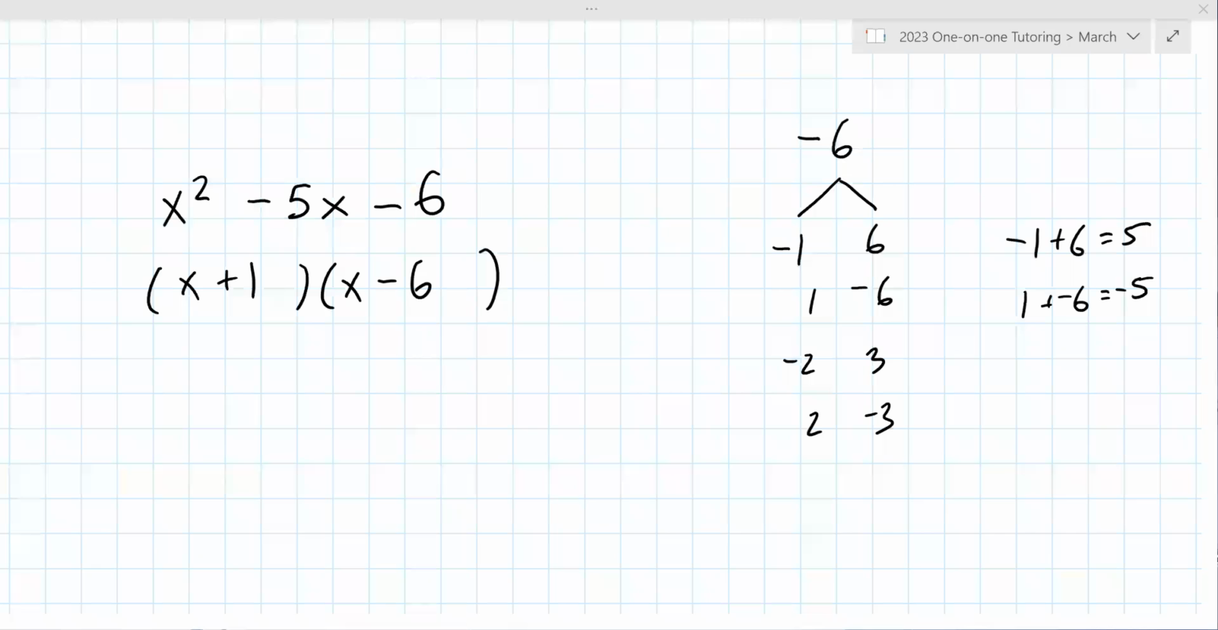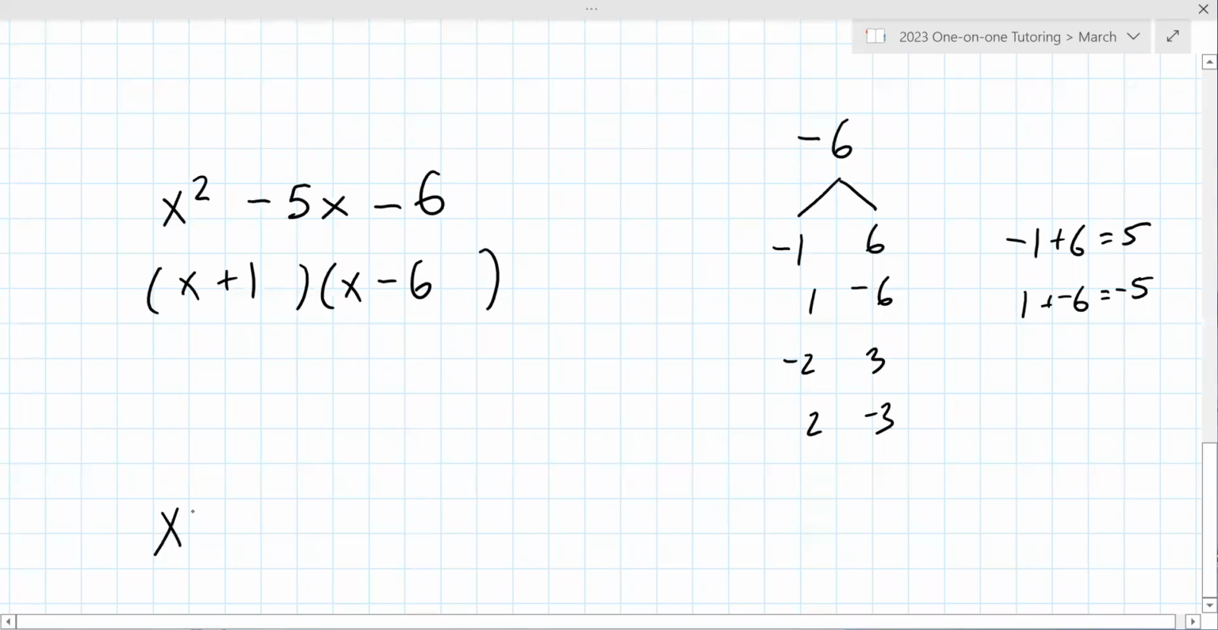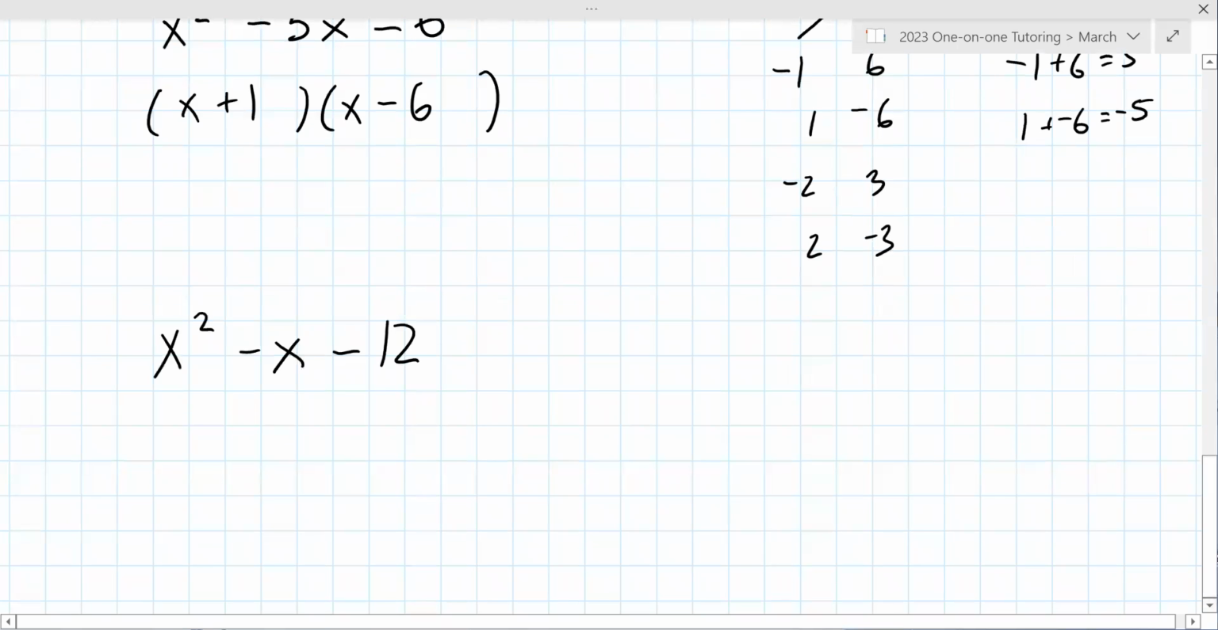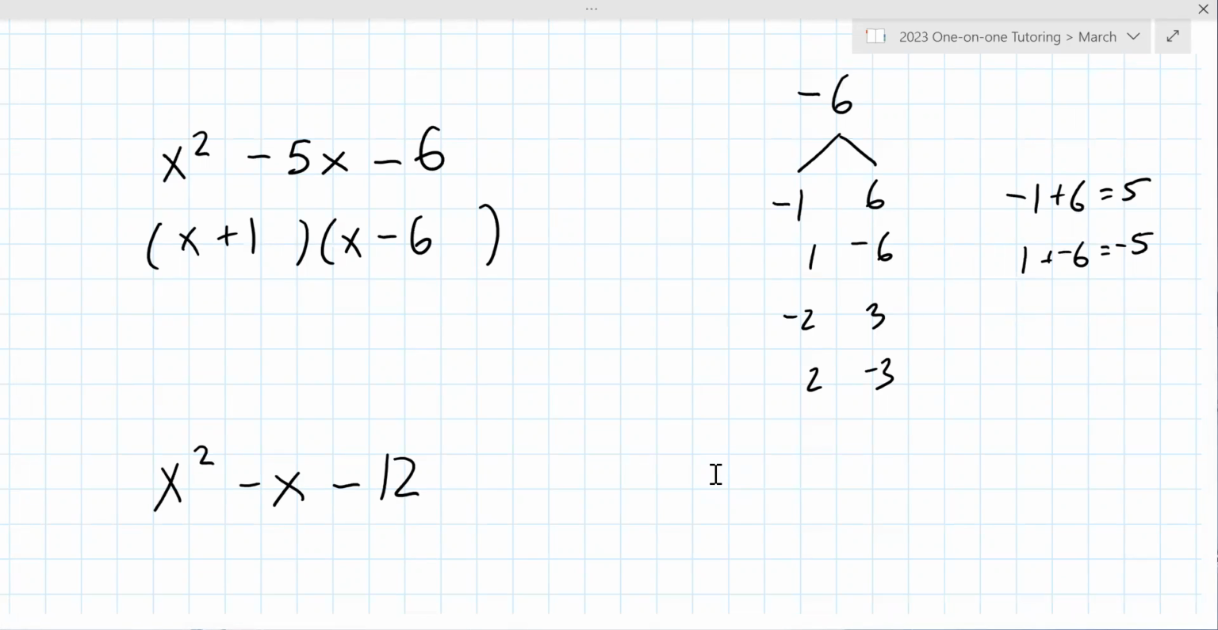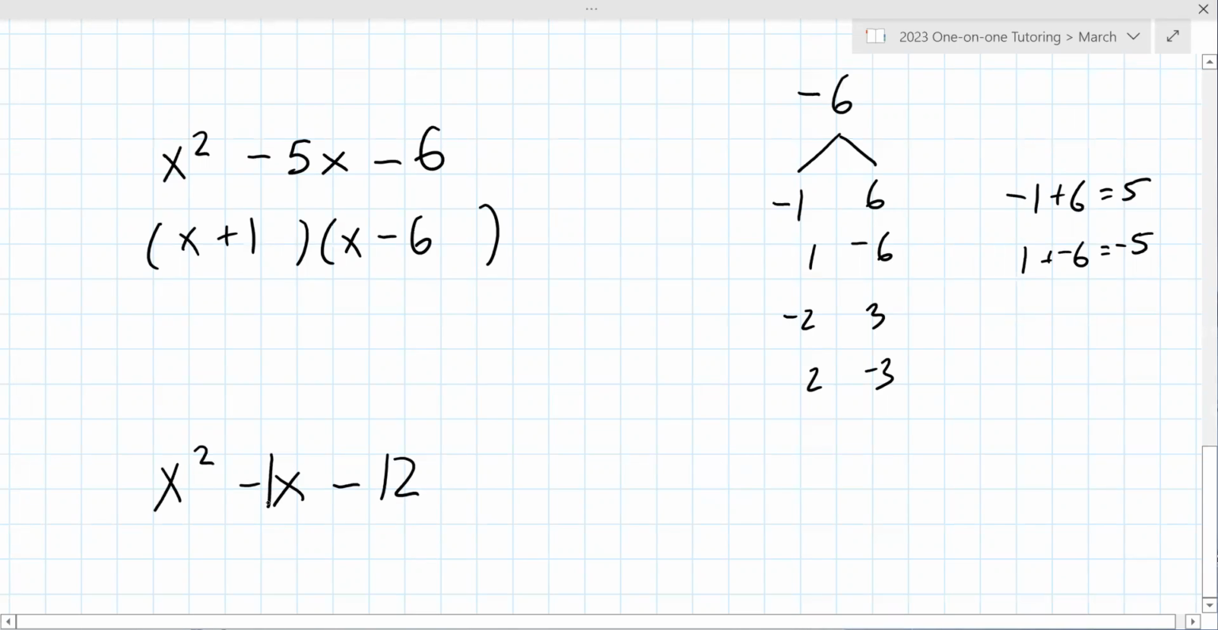All right, let's try another one here. Let's go x squared minus x minus 12. x squared minus x minus 12. How would I do just a -x? So you've got to look at it as there's a -1 there in front. Okay. If it's not written, it's a 1 or a -1 depending on the sign.